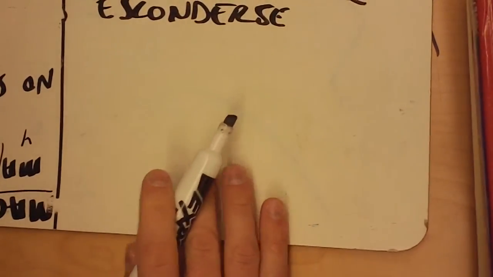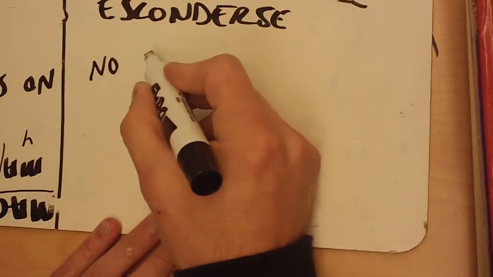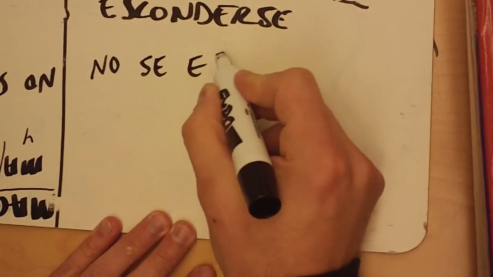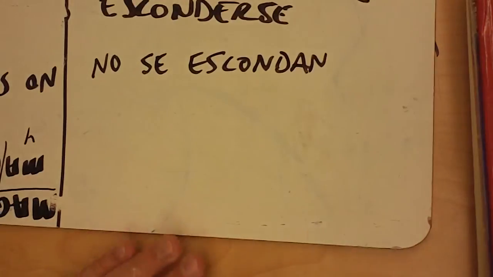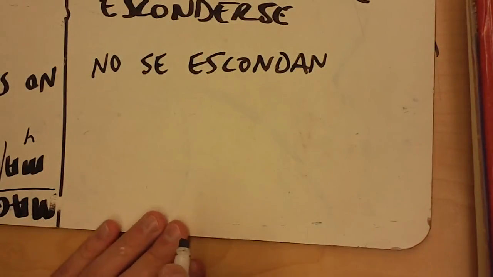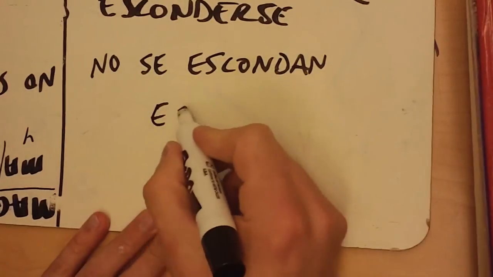All right, we've got one more. Esconderse. We'll do the negative first. No se escondan. Don't hide. And then we'll do the, did I say affirmative first? That was the negative. We'll do the affirmative now.